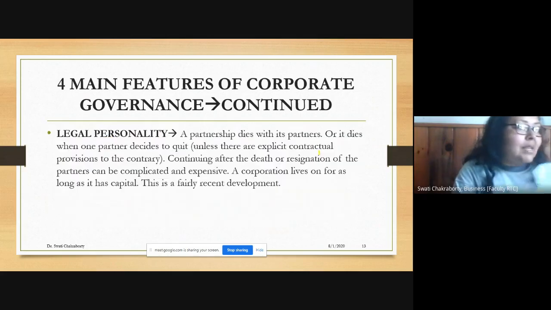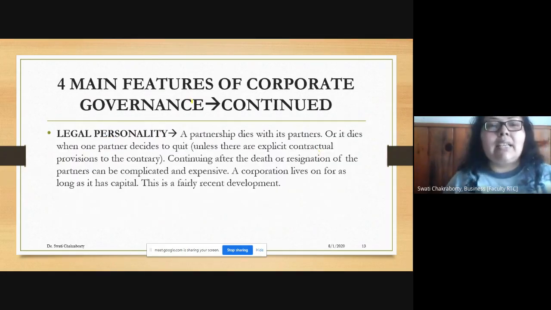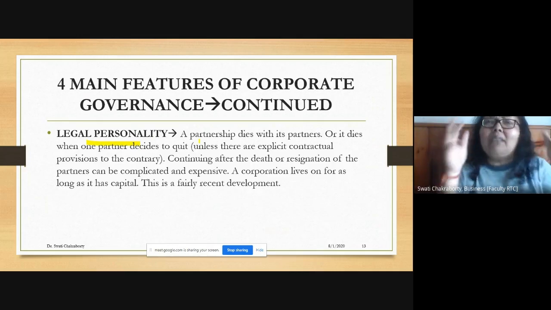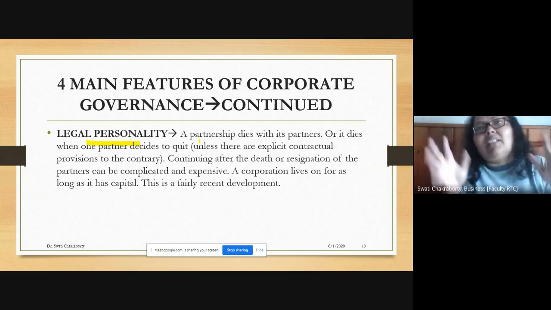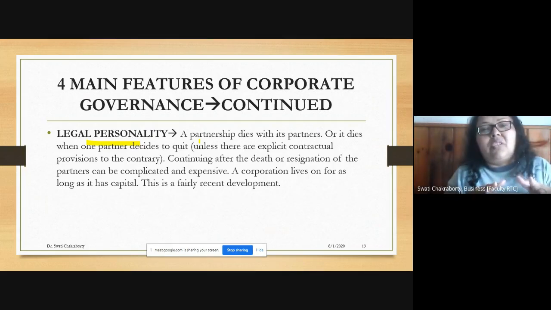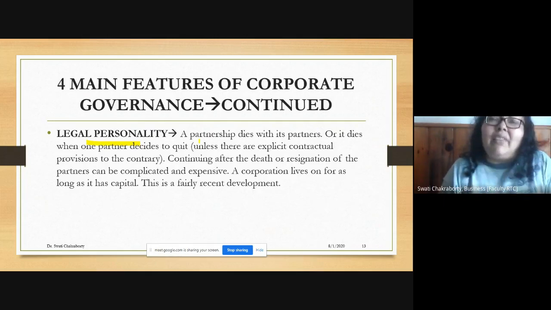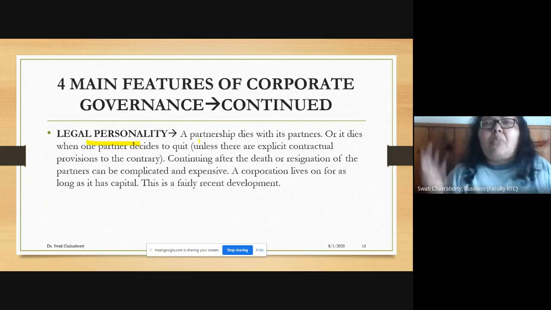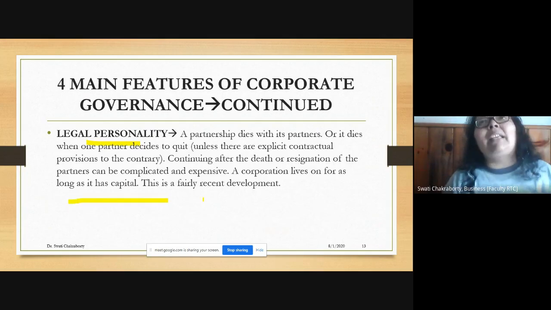Next comes legal personality. Legal personality is where the corporation has its own identity, right? In a partnership, if one of the partners dies or leaves the business, then that business has to close down. Whereas a corporation will go on living even if the owners are not there, even if the partners resign. It doesn't make any problem. A corporation will continue to live as long as there is money, capital.